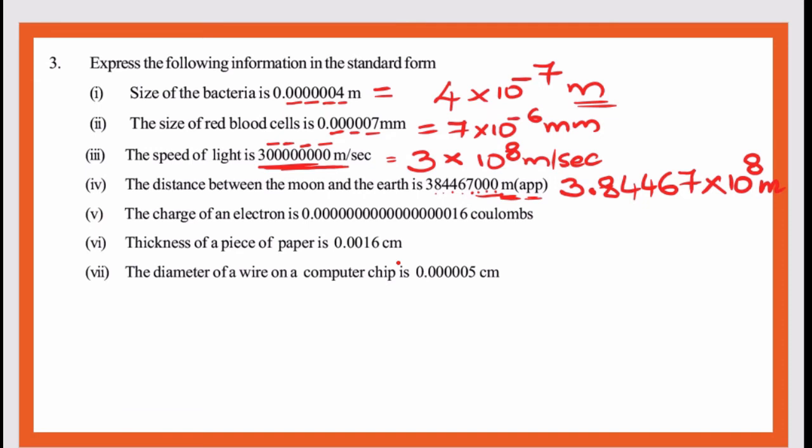Now, charge of an electron, so this is related to chemistry. Now how can I write this? So first of all, what is the first non-zero?